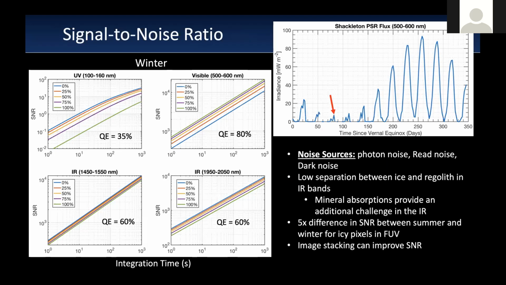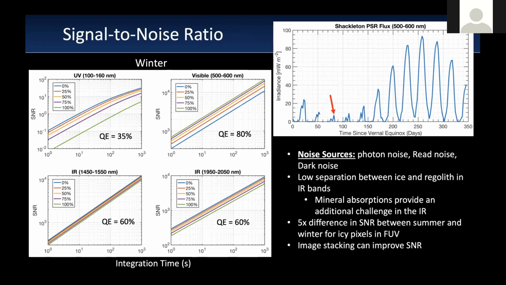The noise sources that we consider are photon noise, read noise, and dark noise. And our takeaway from this is that the UV is going to be the most challenging region to image in. That's not exactly surprising, but it's due to the fact that there are fewer photons and the camera is less efficient at converting photons to electrons. So for about a 1,000-second exposure time, for icy pixels, you're only getting up to a signal to noise ratio of 5 or 6.